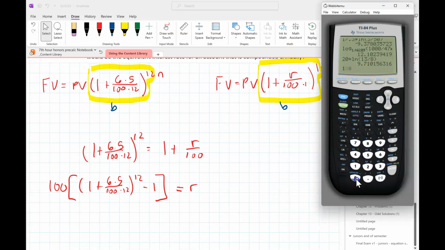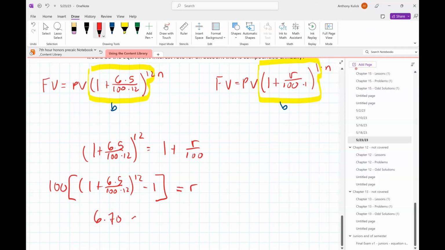So if I go and I type that through, I get that the 6.5% compounded monthly is equivalent to about a 6.70% compounded annually.